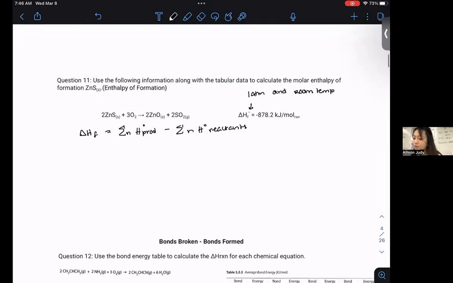All right. So what we do here is we would say, well, we're given our heat of formation total for this reaction, and we're trying to solve for zinc sulfide. And so we say that negative 878.2 kilojoules per mole is equal to the sum of the product tabularized data. So the products are zinc oxide and sulfur dioxide multiplied by their coefficients.